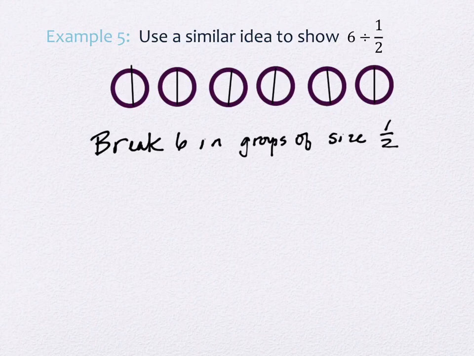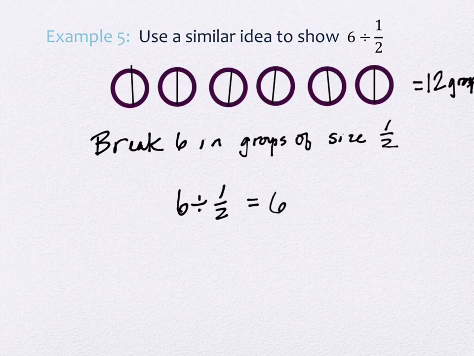All right, so now I've got groups of size 1/2. How many groups of size 1/2 do I end up having? There are 12 groups, right? So the 6 divided by 1/2 sure enough became 6 times 2 over 1, which was, in fact, the 12. And that's a visual to show how that works from that perspective.